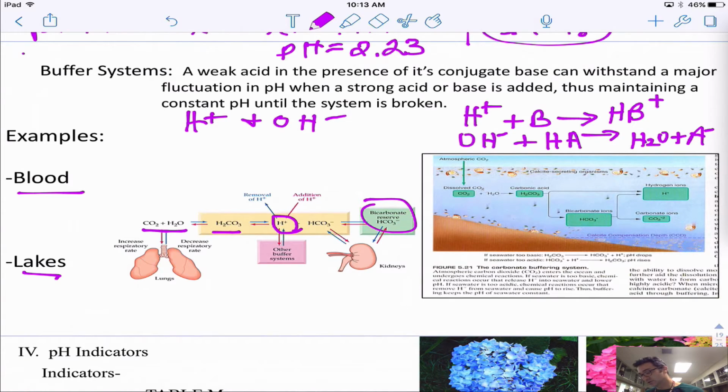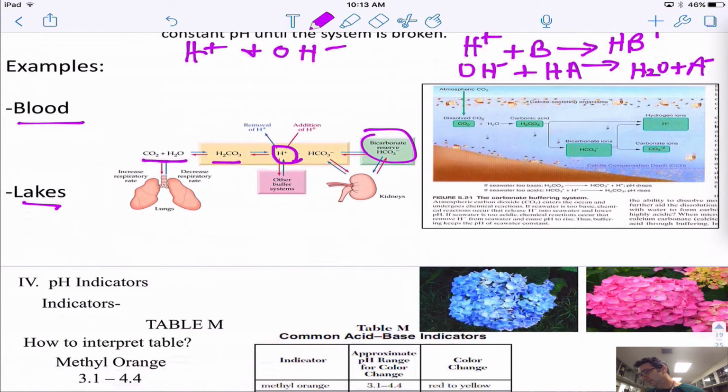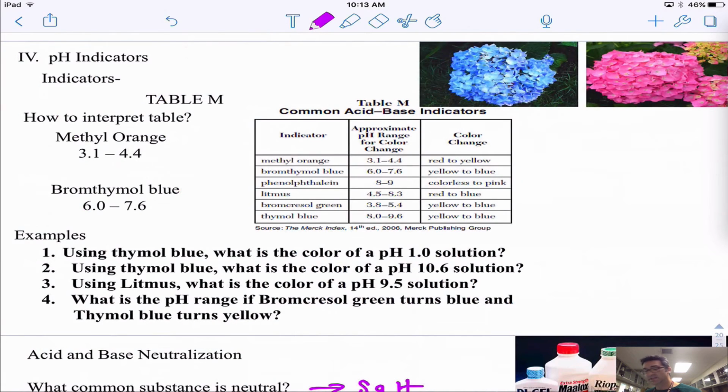Now, the last thing I want to talk to you about are indicators. Indicators change color depending on what the pH of the system is. And so they are listed in this table here. A few important things to note are you need to know litmus and you need to know phenolphthalein by heart. Those are on the SAT too. But this table gives you all of these indicators, and there's a lot more than just listed here. These are some common ones.